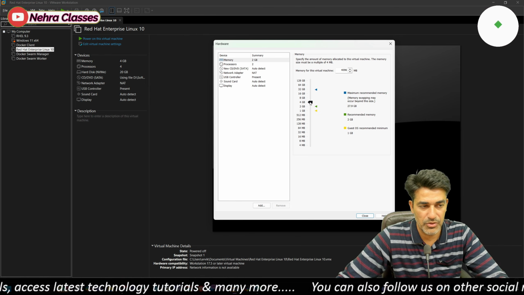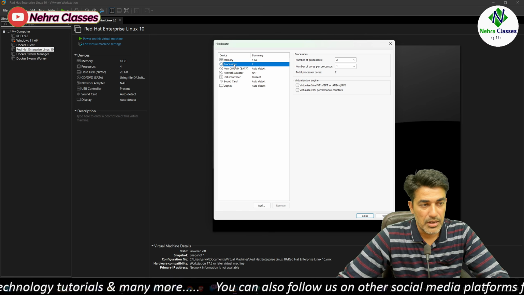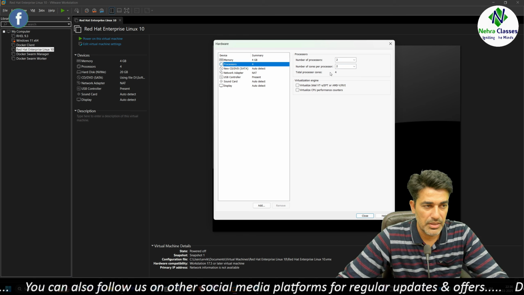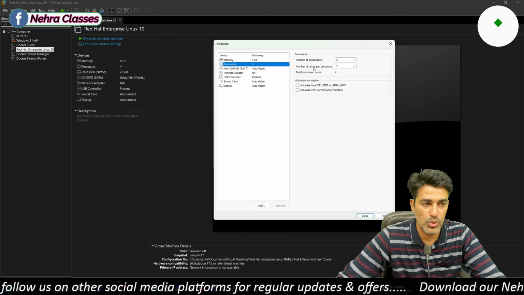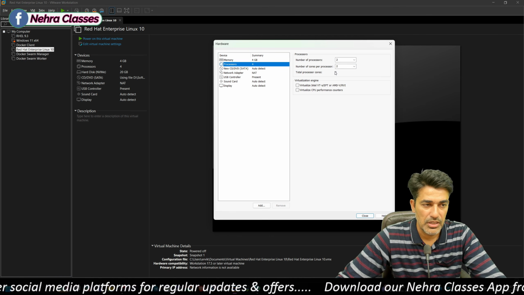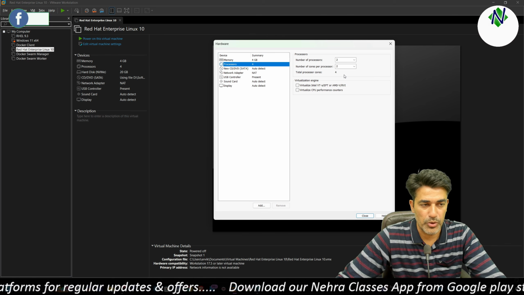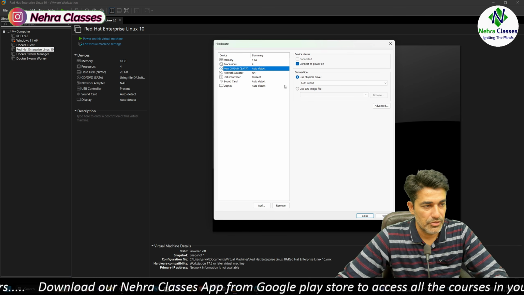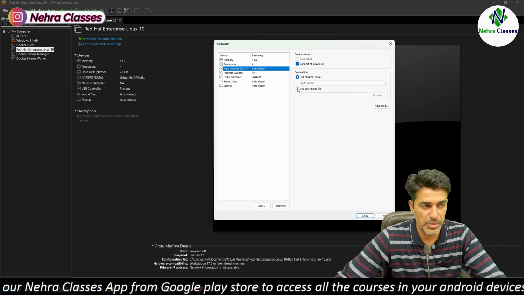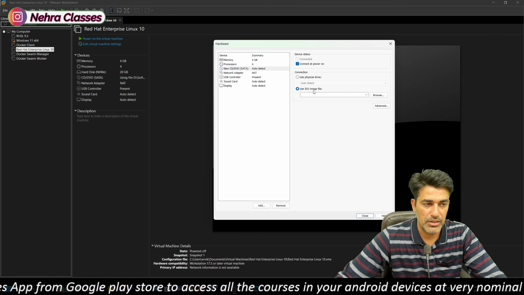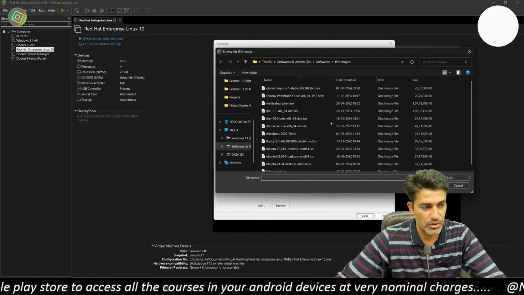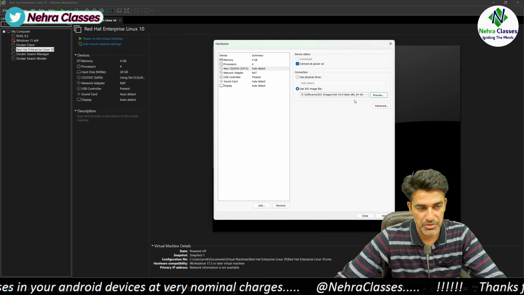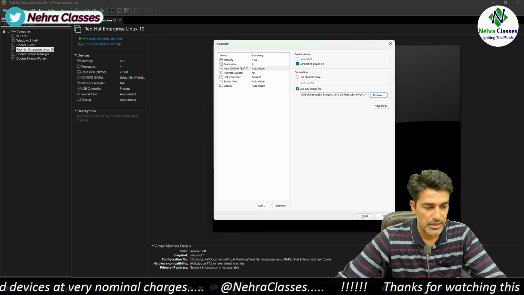I can easily select 4 GB. The number of processors, I can use as 2 and 2 cores per processor. So in total, I can have 4 processor cores. Then we need to select the ISO image path. So we have to click here, use ISO image file. We need to click on Browse. After that, we need to select this RHEL 10 image, which we have already downloaded from the internet. Click on Finish.